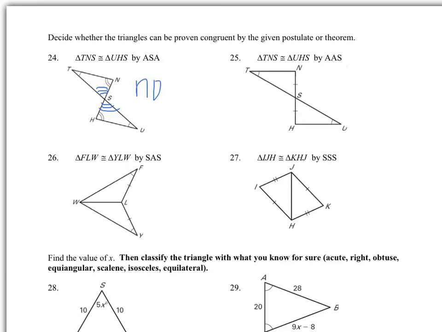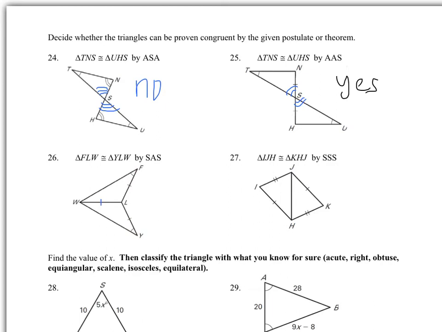Let's look at number 25. We want to use AAS. So again, let's use vertical angles to say that those two are congruent. Do we have AAS? Well, AAS. Yes, we do. So those triangles are congruent by AAS. All right, number 26. We want to use SAS. Right now we have an angle and we have a side.